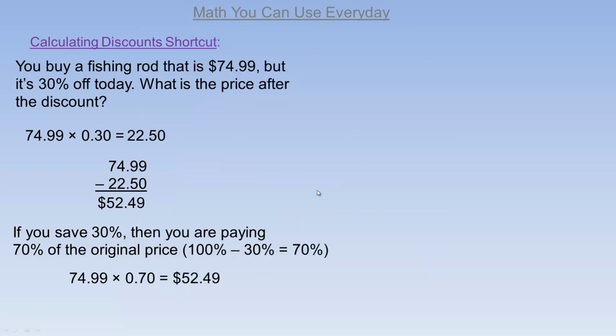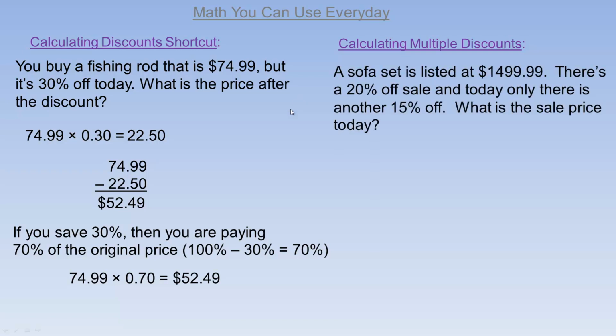Now, sometimes you'll get into multiple discounts. So if you have more than one discount, I'm going to talk about two, but you can do 3 or 4 or 5, doesn't matter. You can do any number. It would be a little bit odd that you'd see more than 2 discounts. You could, I suppose. So let's say you've got this sofa set that's listed at $1,499.99. There's a 20% off sale, and today only, there's an additional 15% off. So the question is, what is the sale price?